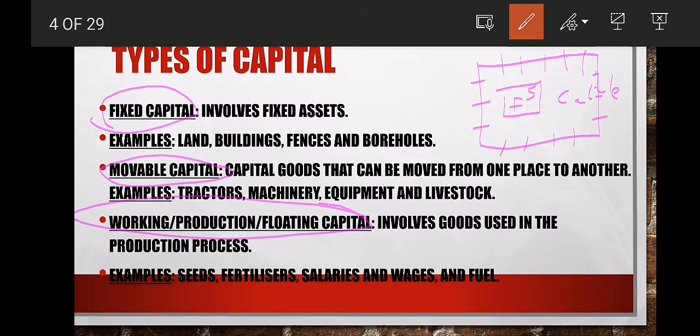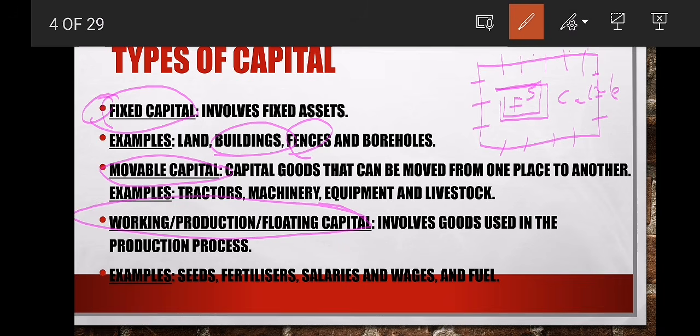The first thing that you can think of, we say this is a farm. This farm has a fence. So we can say one capital that we have is fixed capital. Example of a fixed capital, we can think of the fence. Again, in fixed capital, we say this is a building. That's what we said, good people. This building falls under fixed capital.